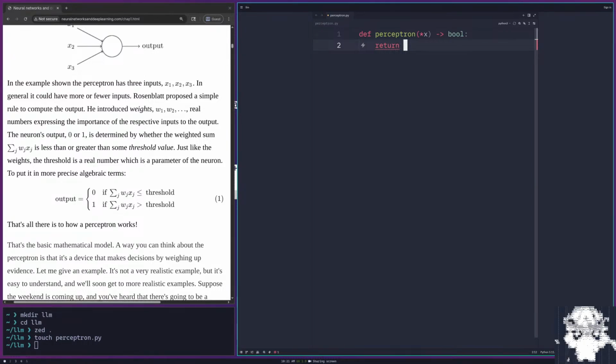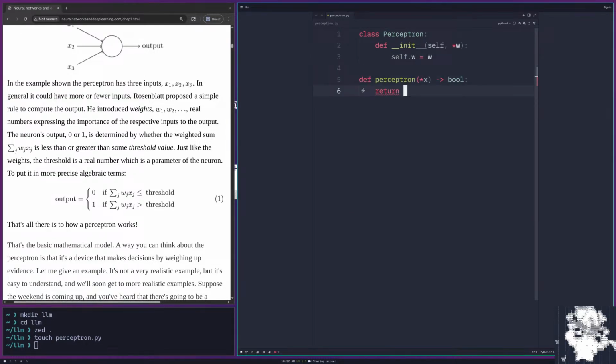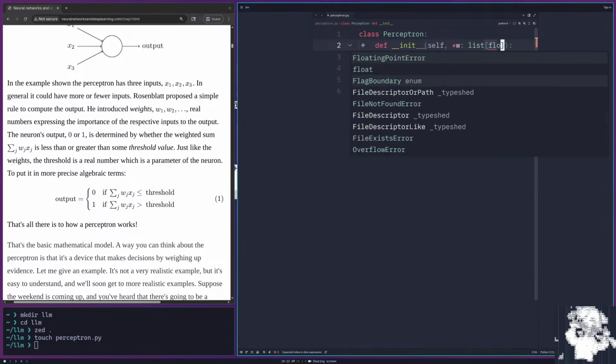I guess it needs a bunch of w's, so I guess we'll make this a class, Perceptron. When you initialize it, you have to give it its weights. Self.w equals w, which is going to be a list of floats.